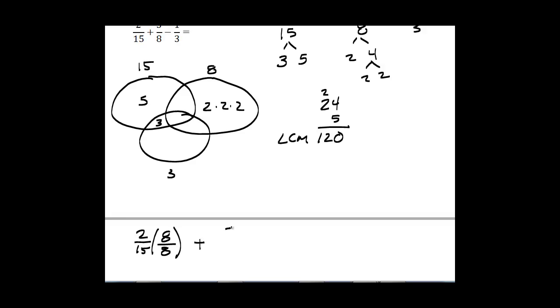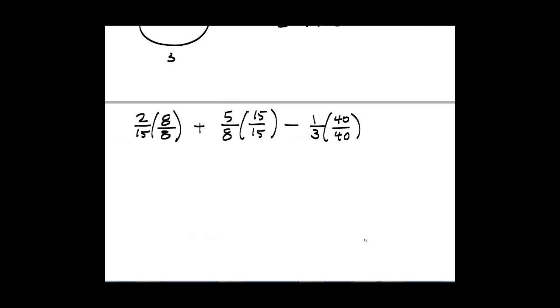We're going to multiply 5/8 by 15. So 15 over 15, that's another way of saying 1. And then from that we're going to subtract 1/3. To get from a denominator of 3 to a denominator of 120, we will have to multiply by 40. 40 over 40, which is another way of saying 1. Okay, so let's see where we get here.